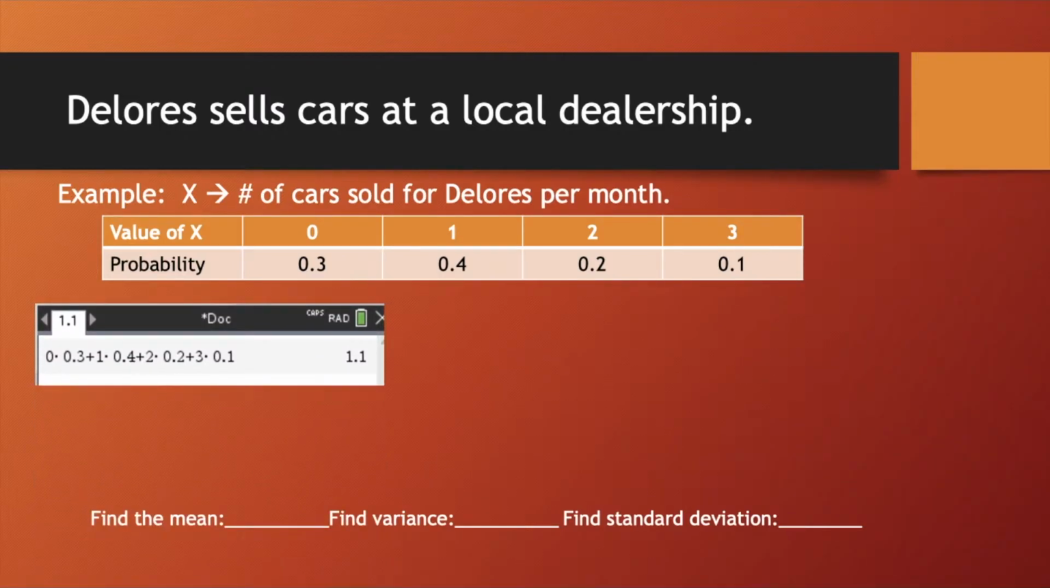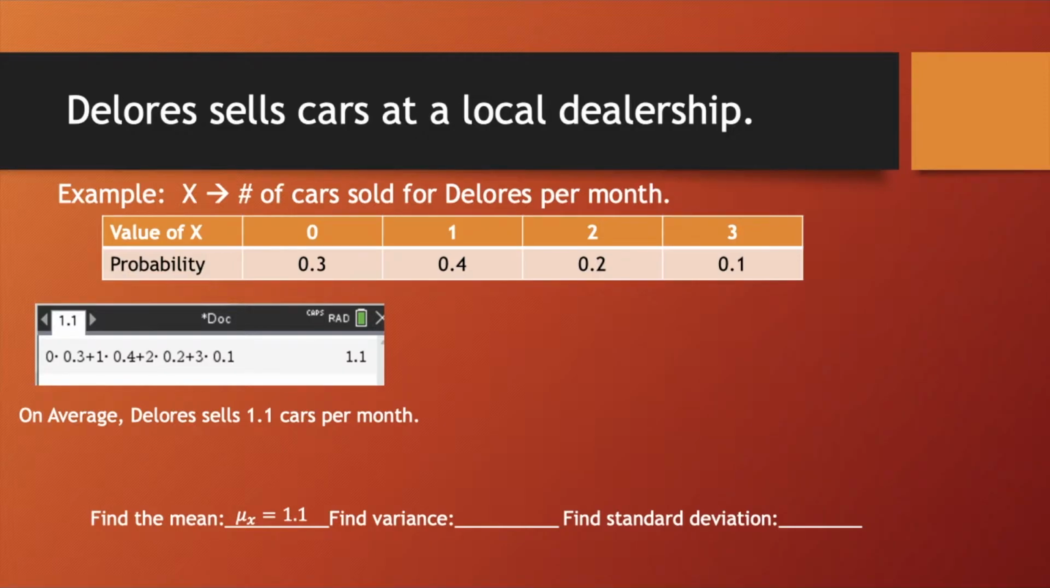Okay, so to find the mean, we use the same formula we've been using, 0 times 0.3 plus 1 times 0.4, etc., and we get 1.1. So the mean, or mu of x, equals 1.1. That's our weighted average. So how we interpret that is, on average, Dolores sells 1.1 cars per month.